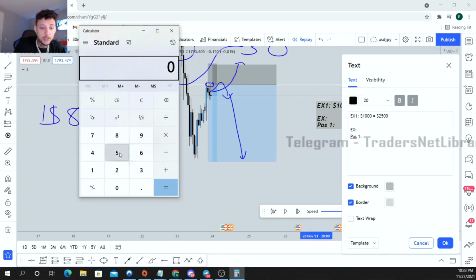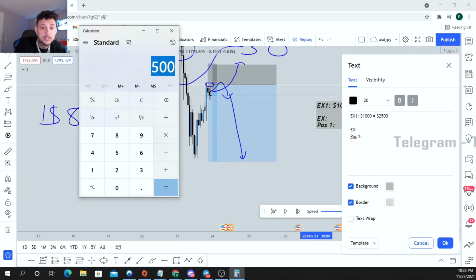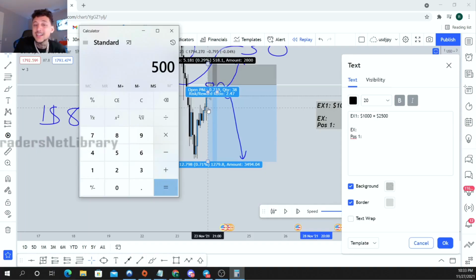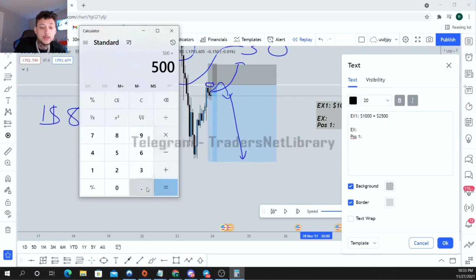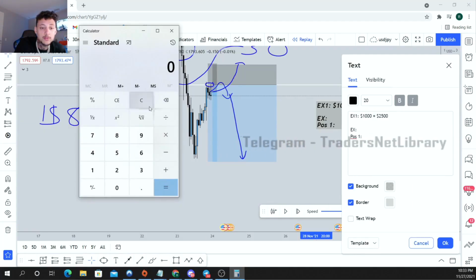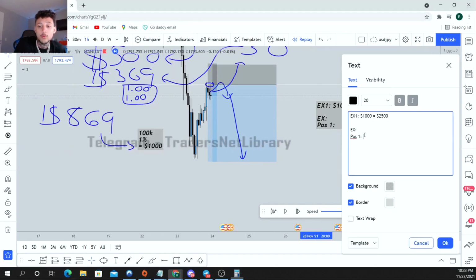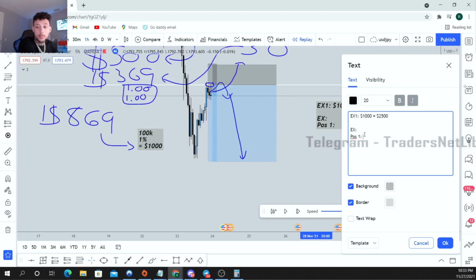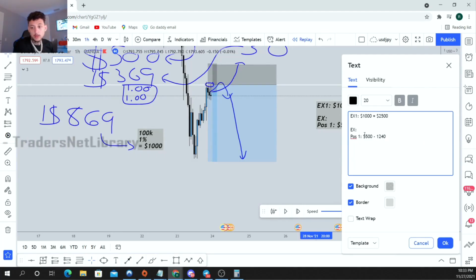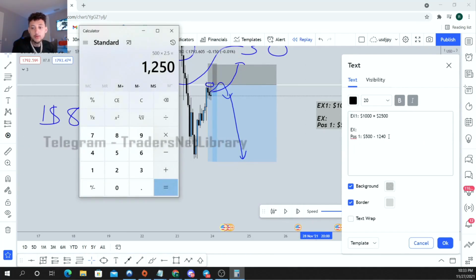So what we're going to do is multiply our initial risk, which is $500, by our potential reward, notice how I said potential reward, right? So we're going to multiply this by 2.5, not 0.5. So let me undo that. 500 times 2.5. So we're risking here $500 to make a potential $1,240. I believe it was $1,250.